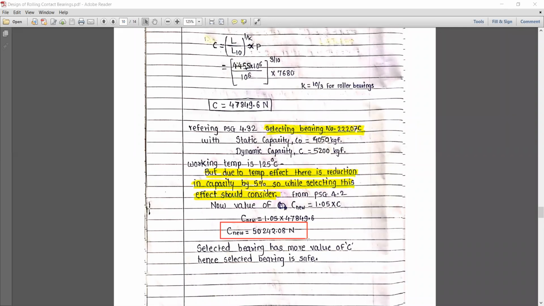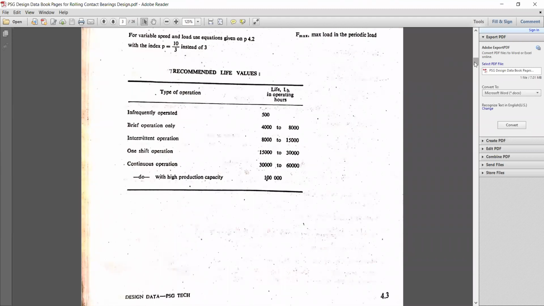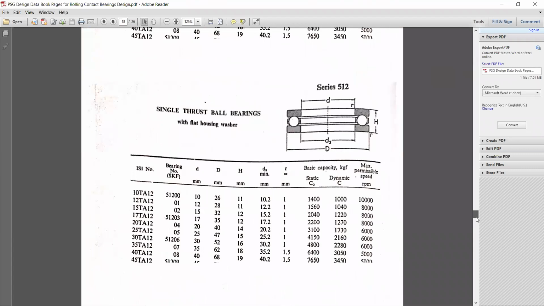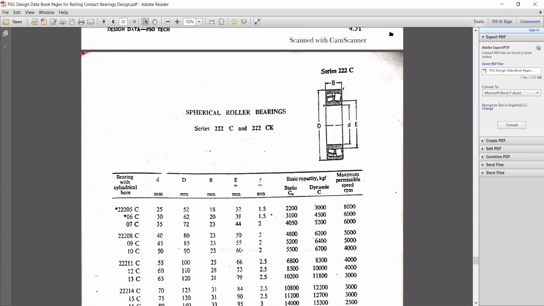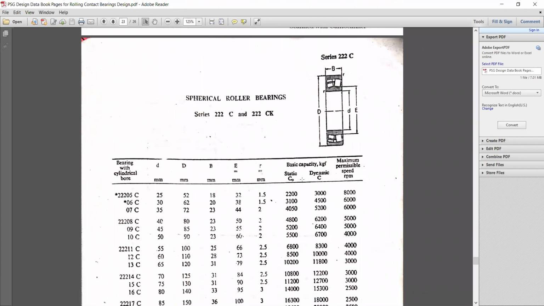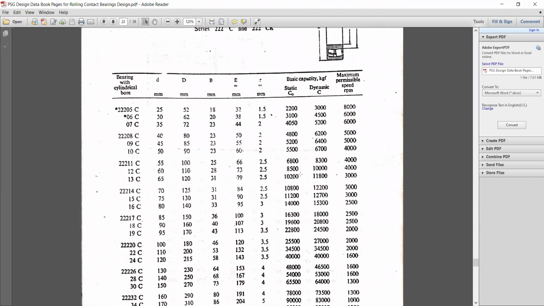Now how to choose the bearing from the catalog? Okay, let's see. Referring to PSG page number 4.32, we will check how we can select that bearing. Here the spherical roller bearing series is provided, series of 222C and 222CK. Okay, so from that we need to select.